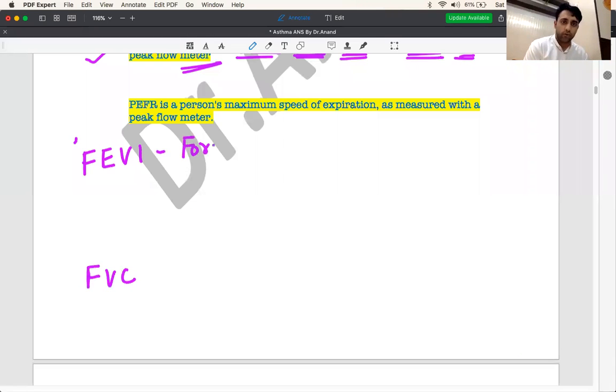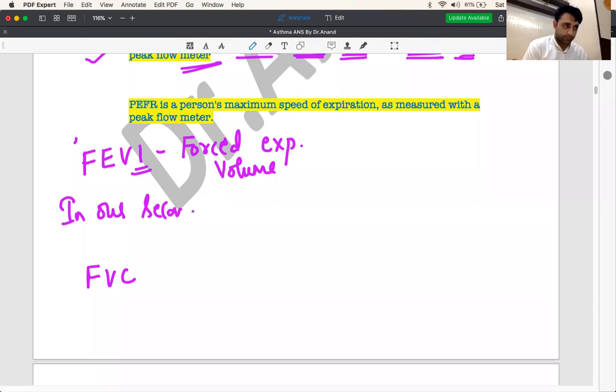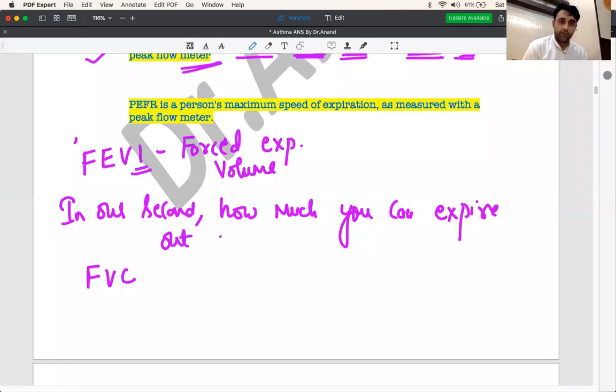FEV1 is nothing but forced expiratory volume. Forced expiratory volume in the first second. Okay, FEV1 is the forced expiratory volume in the first second. Means in 1 second, how much you can expire out forcefully. Are you understanding? That is known as FEV1. In the 1 second, how much you can expire out forcefully.